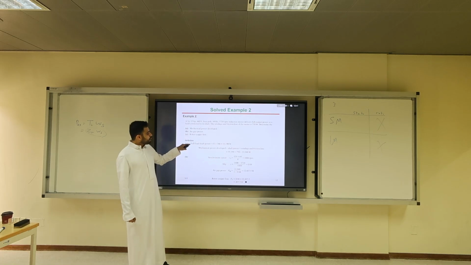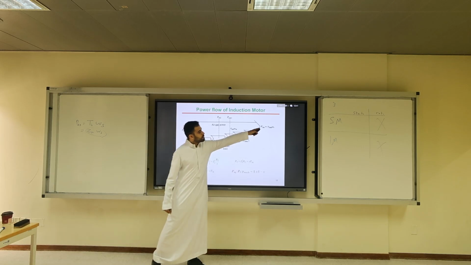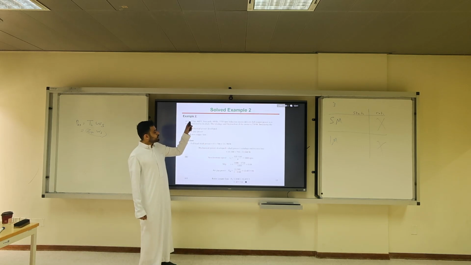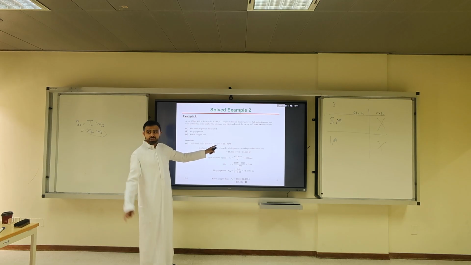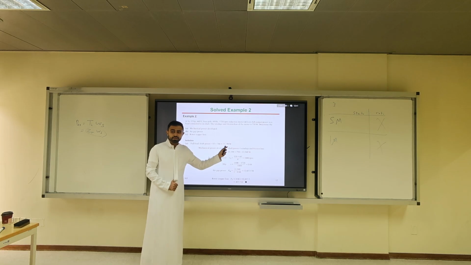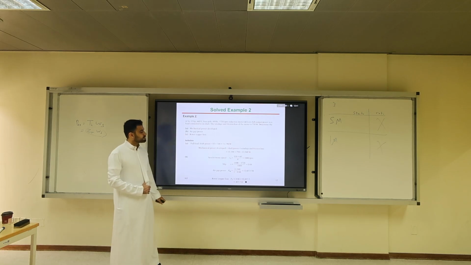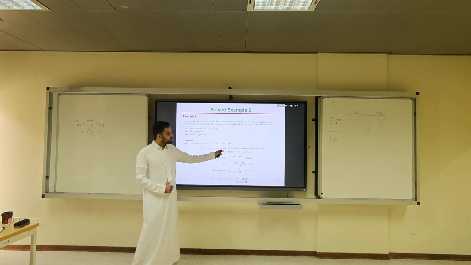So the output power, which is basically here, is the rated power. It's 15 horsepower converted to watts using 746, so include 746 in the formula sheet. I'm not going to give you the number. It's 11,190 watts, or 11 kilowatts. So what is the mechanical power developed?